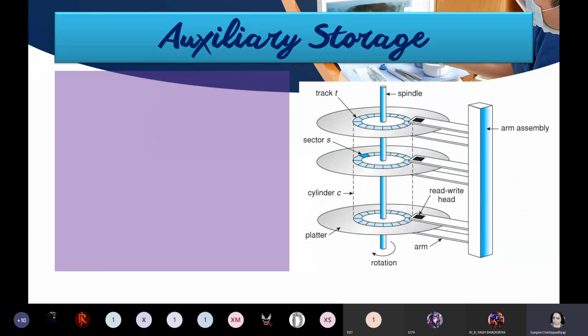Next is auxiliary storage, that is secondary storage devices. So far we studied primary storage, without which your computer cannot work. Okay. Next we come to auxiliary storage.